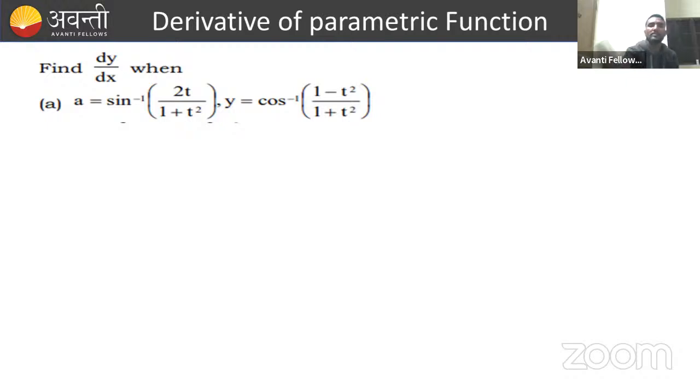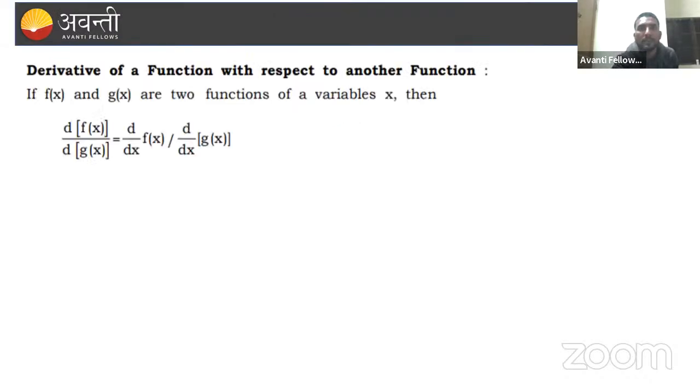From there I will start, because here there are some needs of inverse trigonometric relations also. So that's why I'm stopping here. From the next class I will start from here only. Okay, and then we have some other forms: derivative of one function with respect to another function, then logarithmic function, then infinite series, then we will also see determinant of differentiation and all these things.